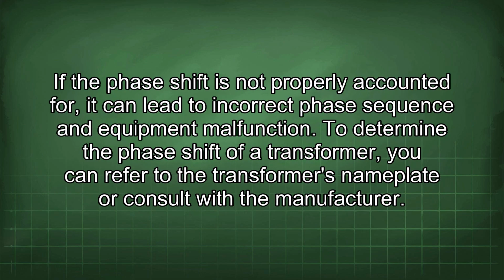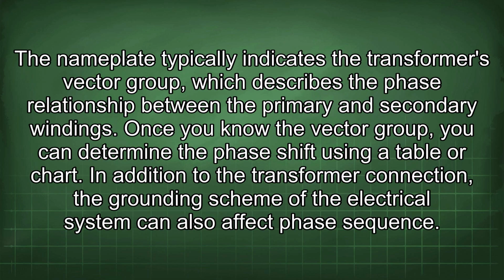If the phase shift is not properly accounted for, it can lead to incorrect phase sequence and equipment malfunction. To determine the phase shift of a transformer, you can refer to the transformer's nameplate or consult with the manufacturer. The nameplate typically indicates the transformer's vector group, which describes the phase relationship between the primary and secondary windings. Once you know the vector group, you can determine the phase shift using a table or chart.